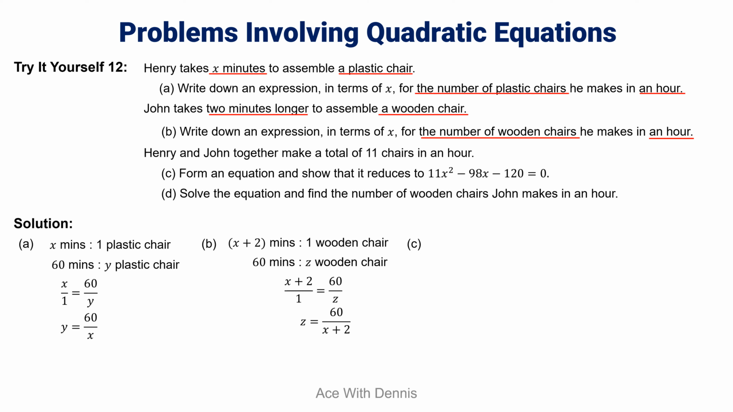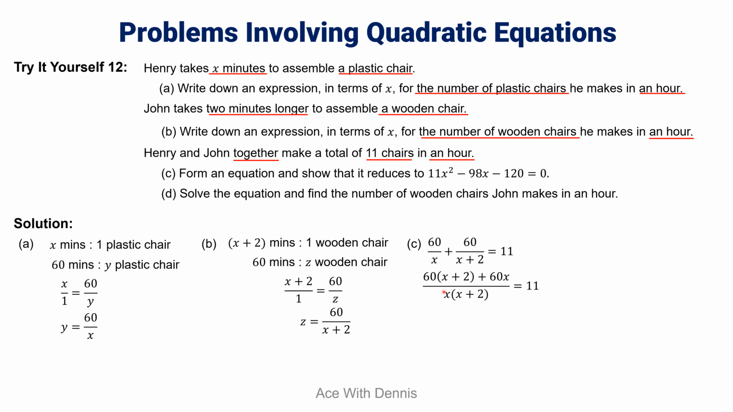Now for C, form an equation and show that it reduces to 11x squared minus 98x minus 120 equals 0. First we look at the question. They tell us that they work together and make a total of 11 chairs in an hour. So 60 over x plus 60 over x plus 2 equals 11. We combine them together because 60 over x is the rate for the first person, and 60 over x plus 2 is the rate for John. Since they work together, we can add the rates together.